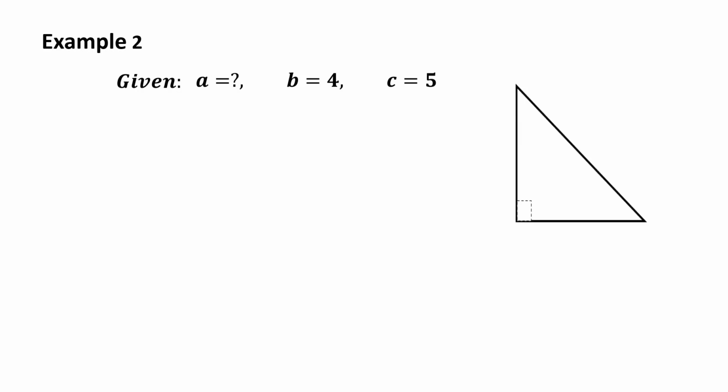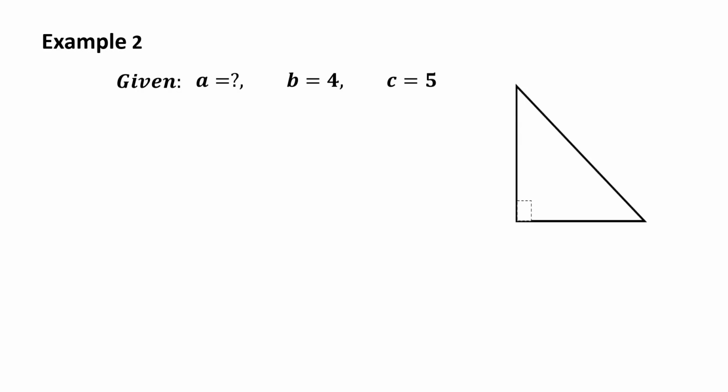That is now the formula in getting the value of a. Let us now solve example number 2 using the formula that we manipulated a while back. The given is, a is unknown, b is equal to 4 and c is equal to 5. Let us apply the values on the sides of a right triangle so that you can visualize the given.